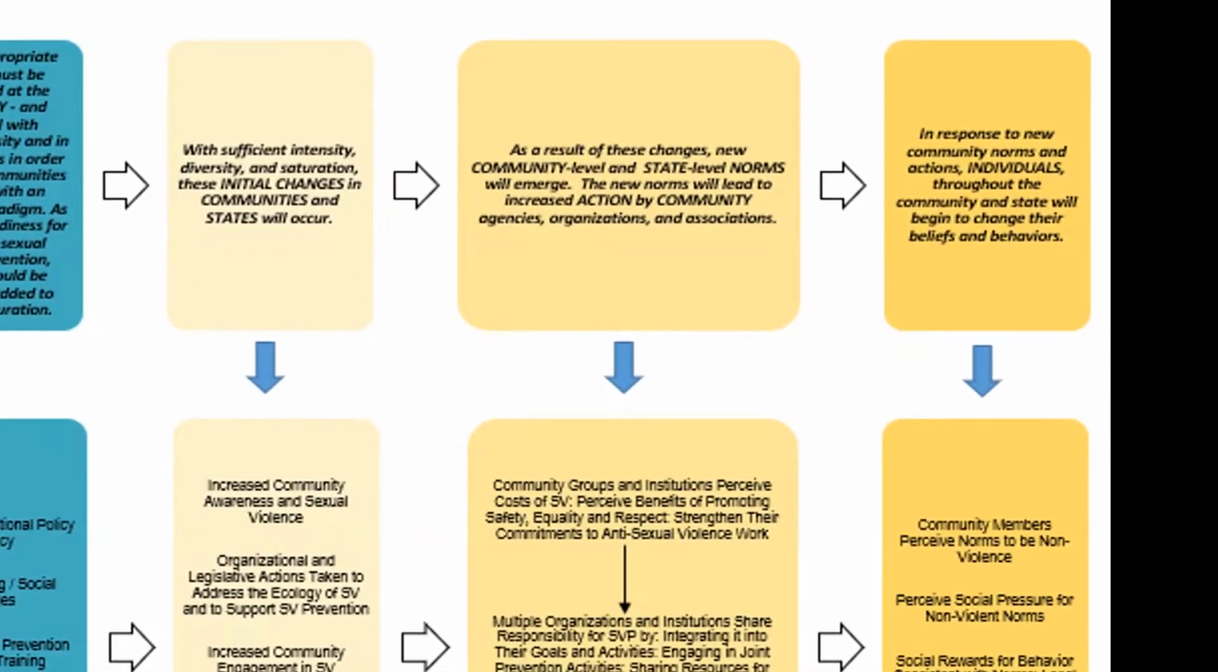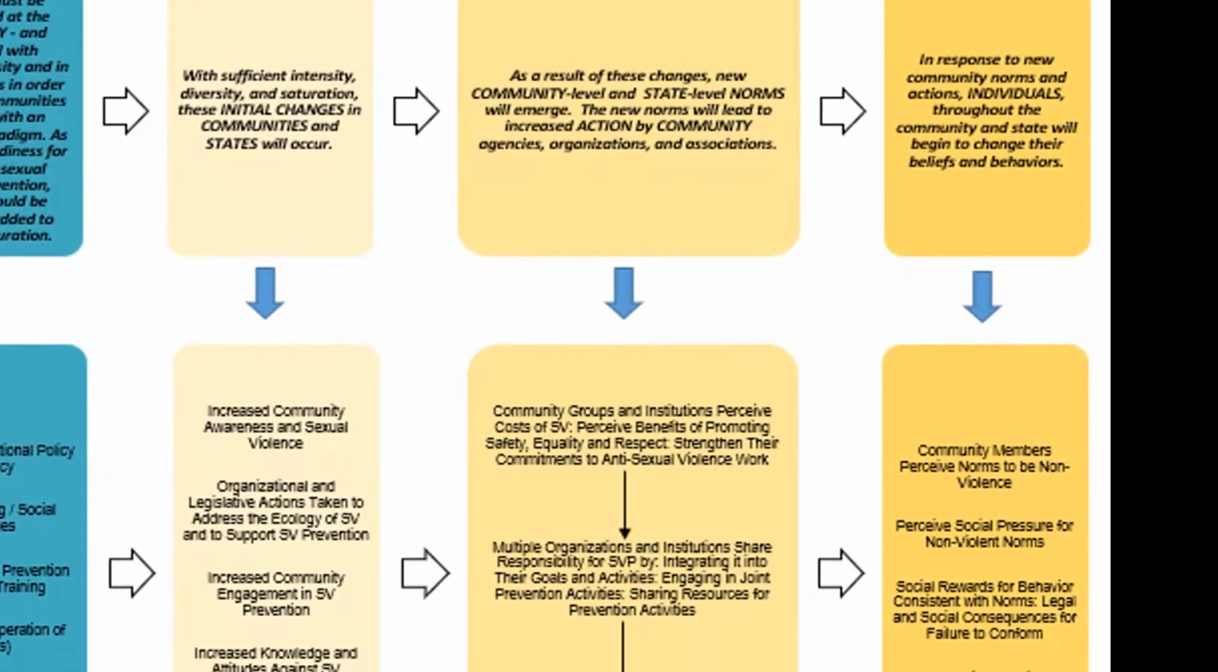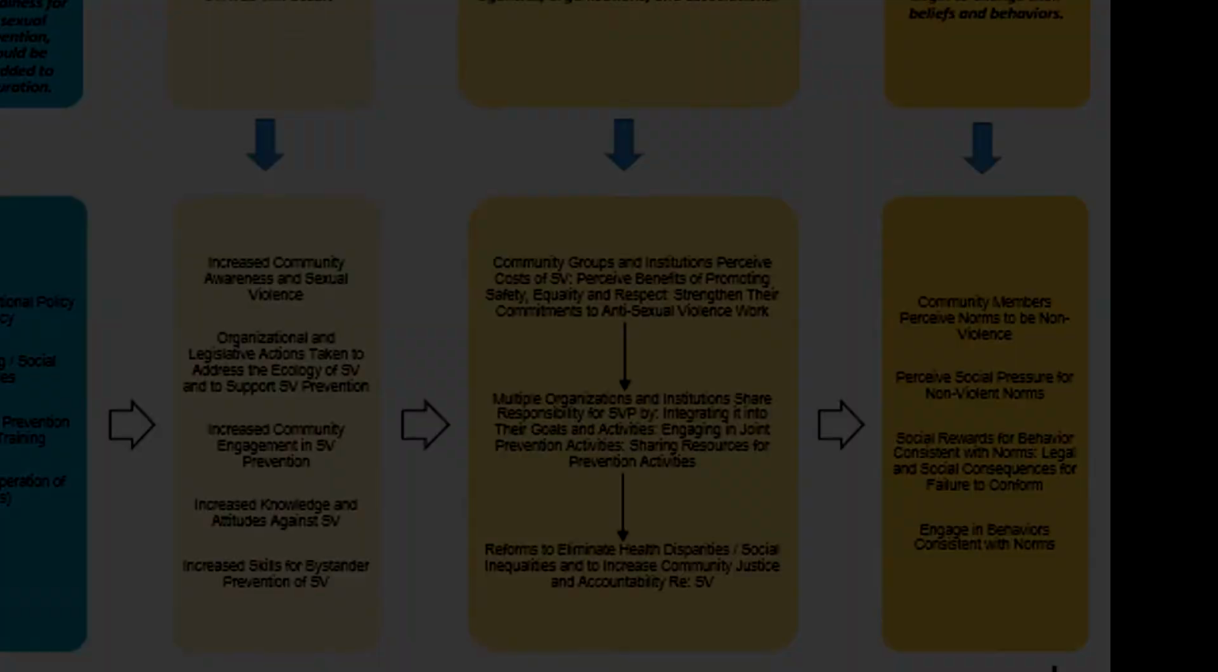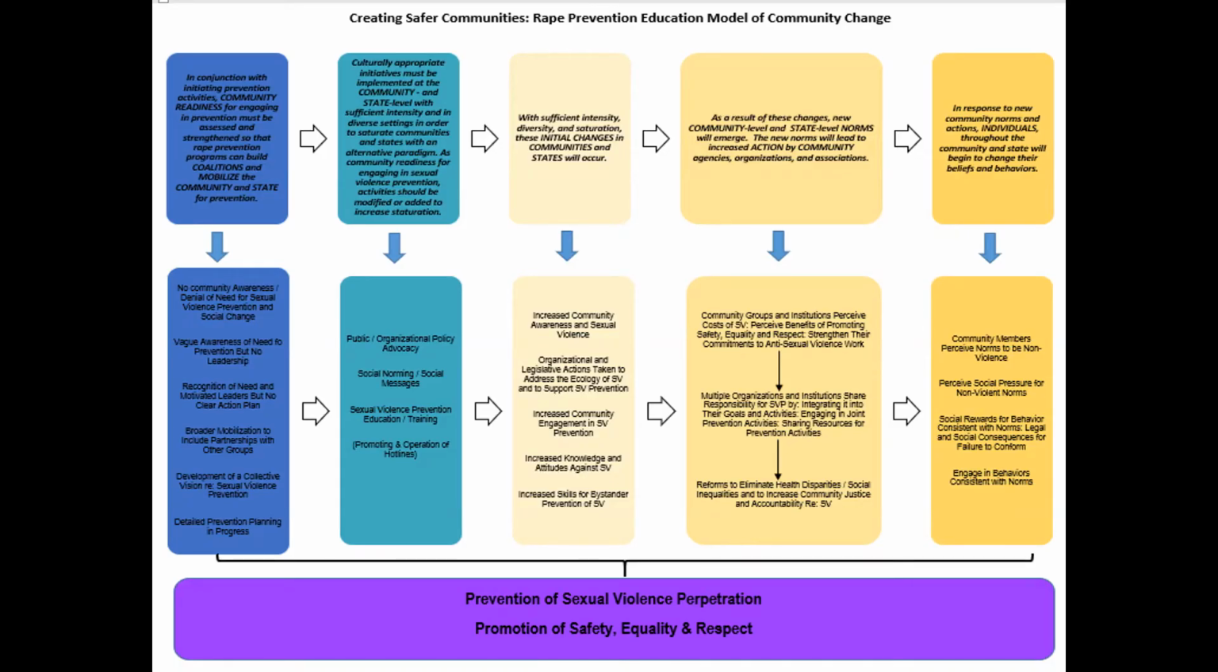And the yellow boxes or columns are about the outcomes that CDC stated would be achieved with the RPE funding. Those include short-term, intermediate, and long-term outcomes that would eventually lead to preventing sexual violence in the United States. So we read from left to right, and these are the if-then statements that drive our logic model development. The box at the bottom is our ultimate impact or overarching goal, that is the prevention of sexual violence perpetration and the promotion of safety, equality, and respect.